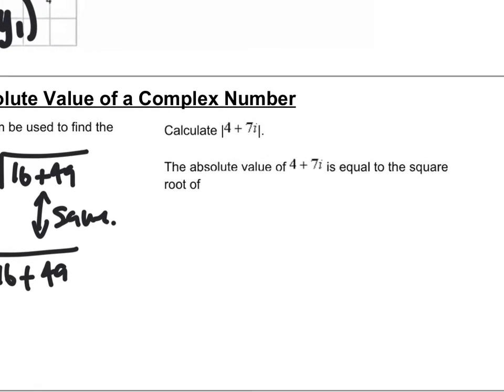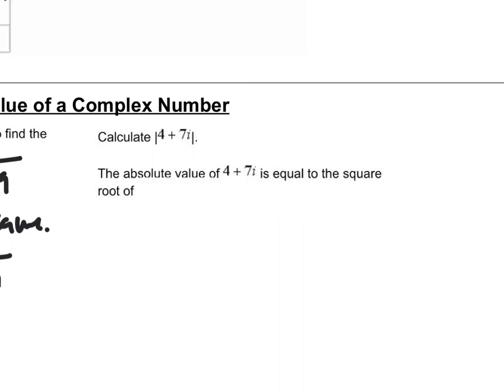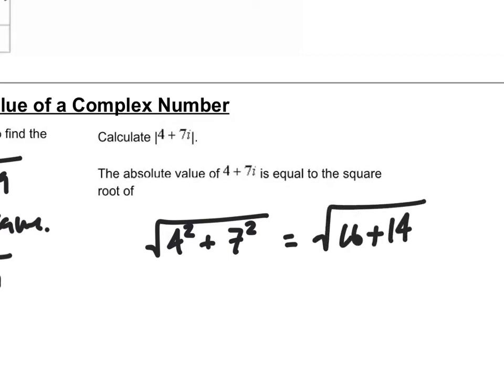Okay, so, all right, so then it says if we wanted to calculate the absolute value of 4 plus 7i, we're simply just going to do that. We would say the absolute value of 4 plus 7i is equal to the square root of 4 squared plus 7 squared, which would end up giving us the square root of 16 plus 49. So 16 plus 49 is going to be 65.